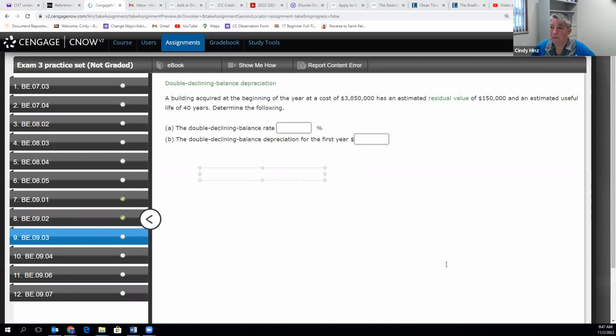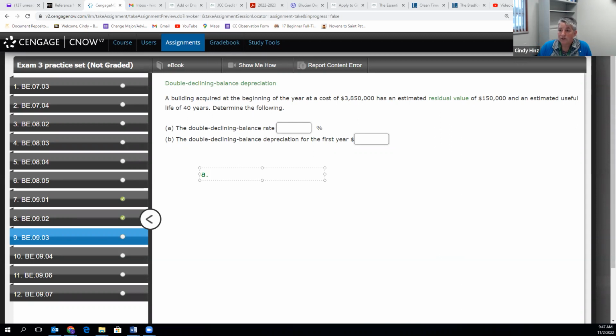So the double declining balance rate, and we didn't really use that term rate when we talked about this in class, but the double declining balance rate, just like the rate for straight line was calculated as a percent of the depreciable cost, the double declining balance rate is going to be the percent of the carrying value that we report each year as depreciation.